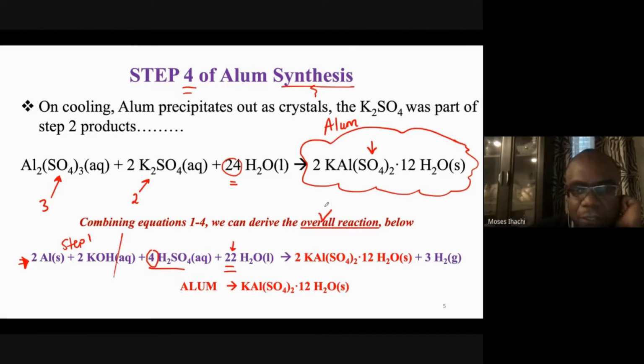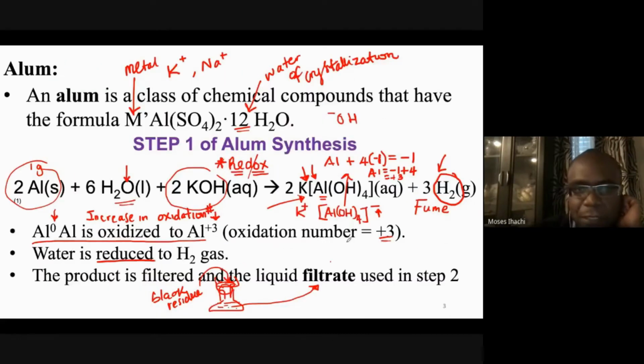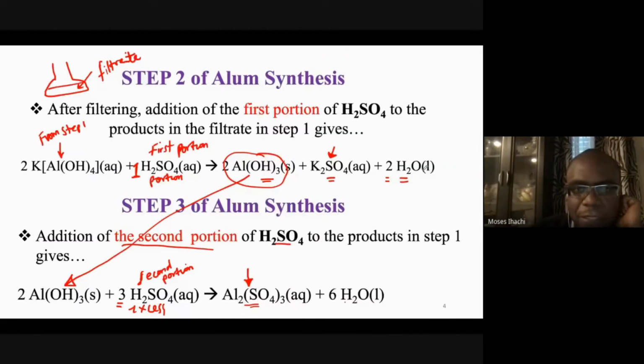And of course, let's look at the product side. I only see 3 molecules of hydrogens and the alum in red. So the 3 molecules of hydrogens came from step 1. But where is everything else?